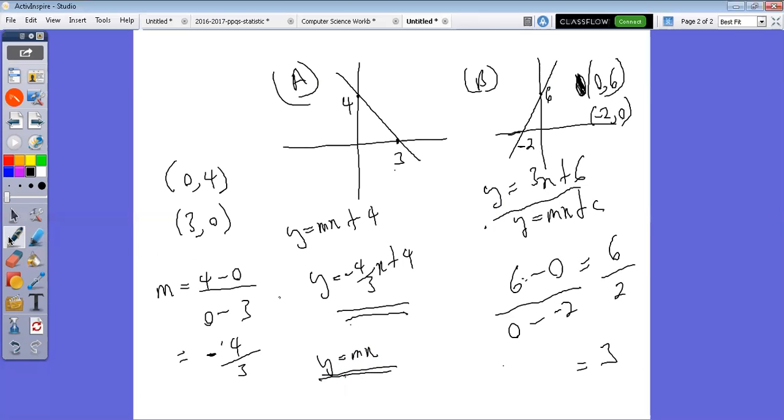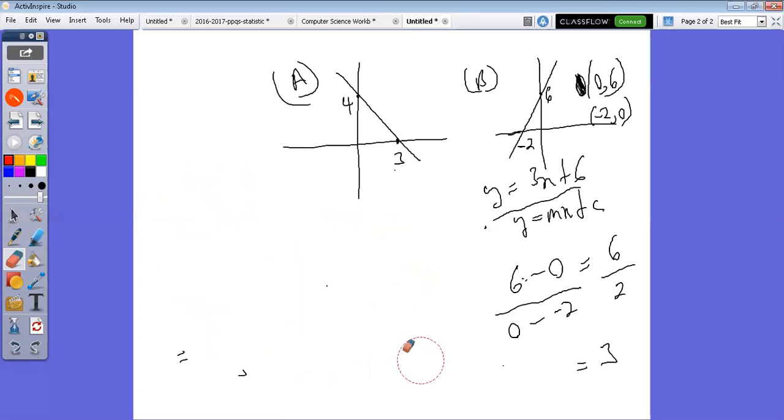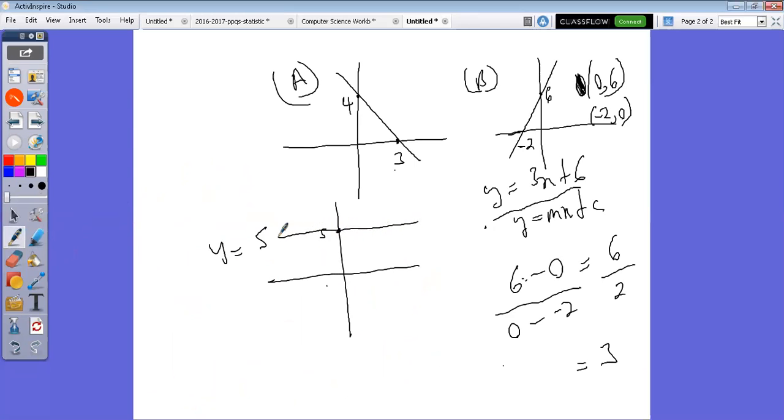Then the other lines that we were doing, remember when we were doing inequalities, which are straight lines that do not obey this y is equal to mx form. For example, if I say y is equal to 5, I'm sure you know that. It's simply when the value of y is always equal to 5. Clear now?